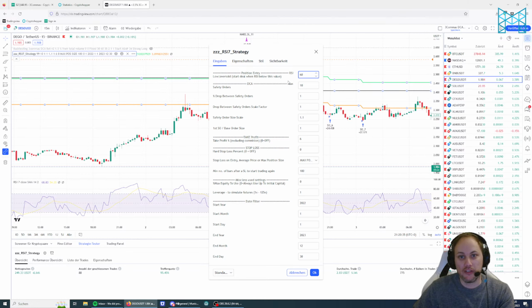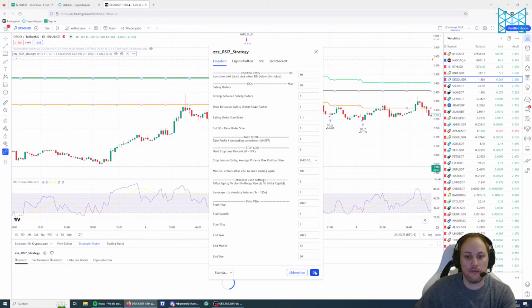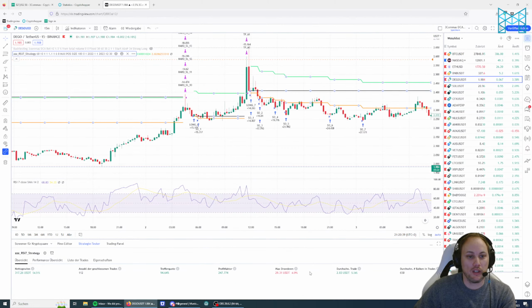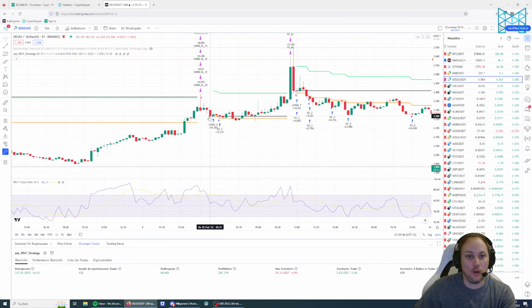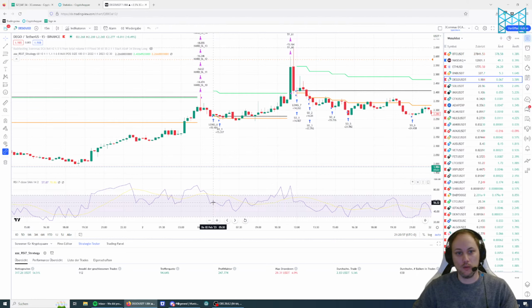But for example, we can put it on 60, and then you will see it's loading. It will open. Here there are these arrows, which means long. It's starting a long, so a new long position. And this is like here dropping down under 60. So this means here would be the start.